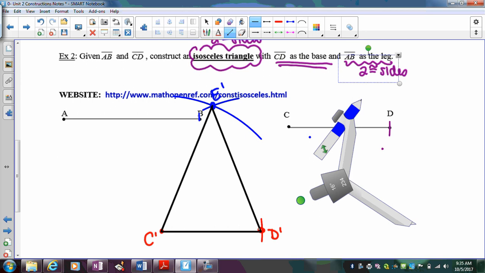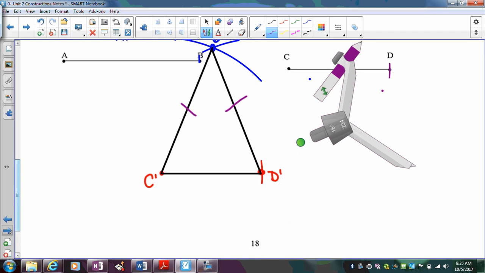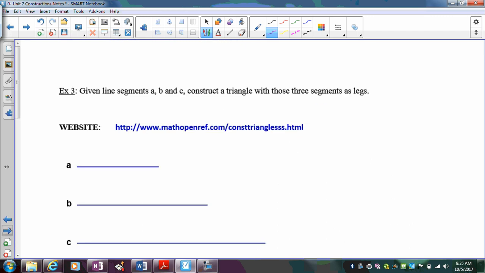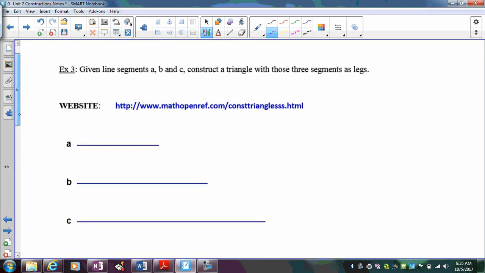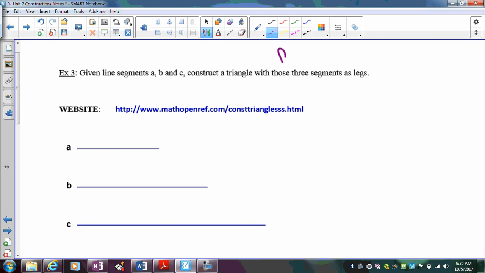And there's my isosceles triangle. So I can say, okay, these 2 legs are the same, so I can mark those congruent. So I'm just copying these segments over and over is what we're doing. And then the last one here is our scalene triangle. So this is going to be a scalene triangle, which means 3 different sides.